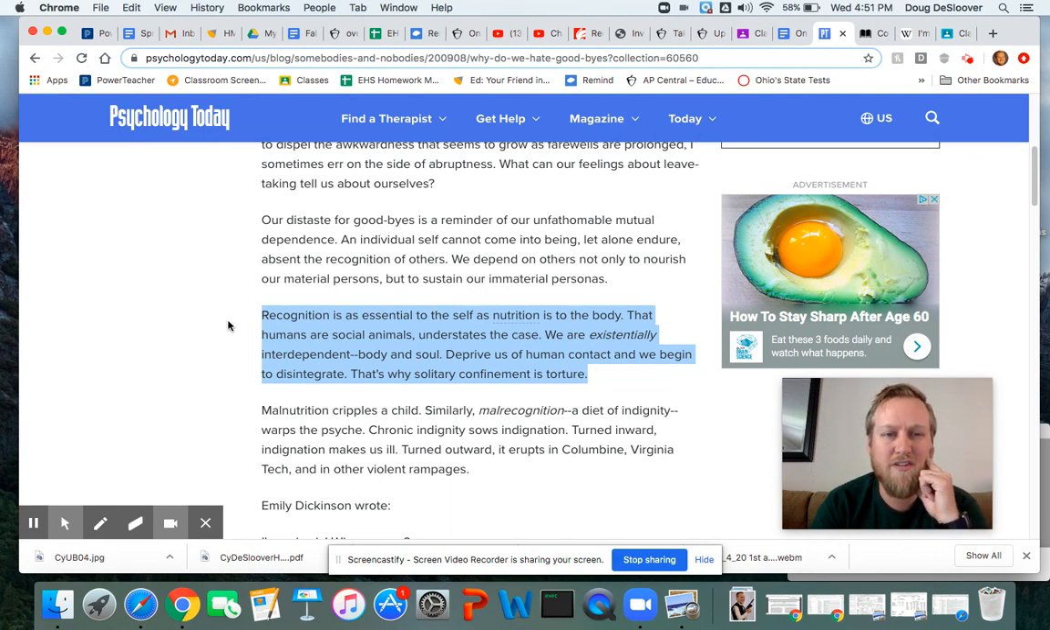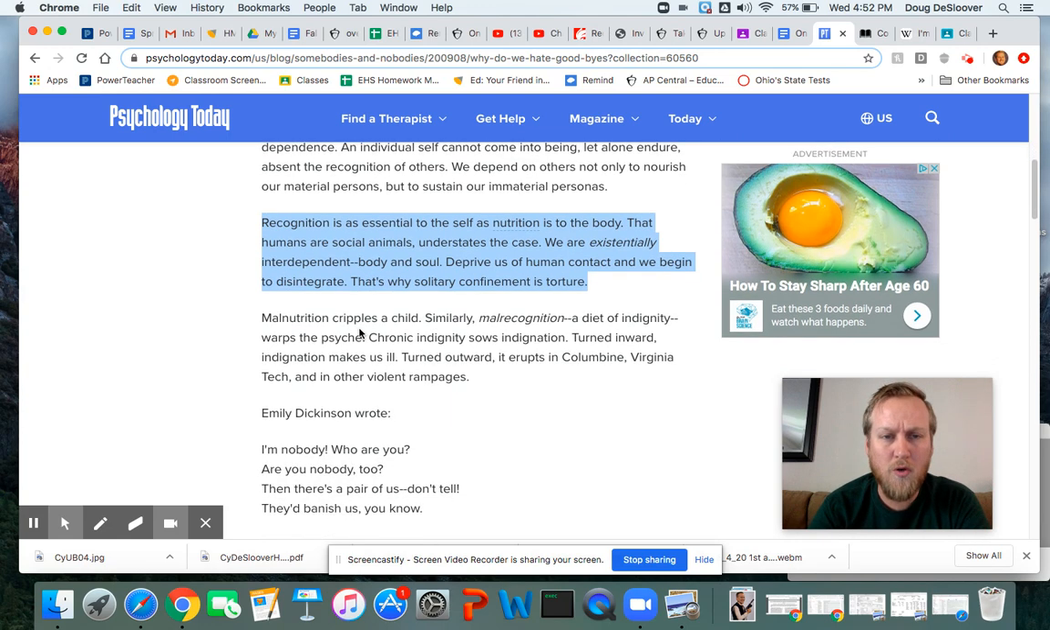It says, "Recognition is as essential to the self as nutrition is to the body. That humans are social animals understates the case. We are existentially interdependent, body and soul. Deprive us of human contact and we begin to disintegrate. That's why solitary confinement is torture." I think that's a really, really powerful statement, based on somebody who understands what it means to be human and what it means to be alive, and hitting on the interdependence of body and soul, and the human contact that we need.